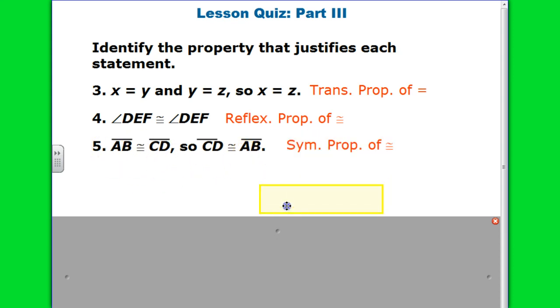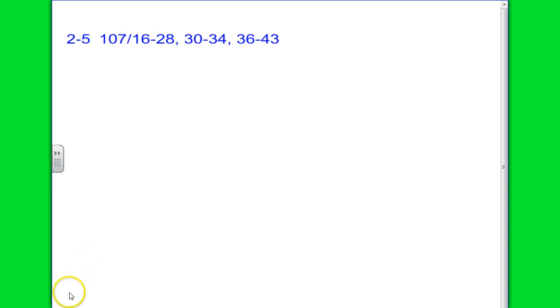And yay, symmetric property of congruency. Good job. Have a great day.